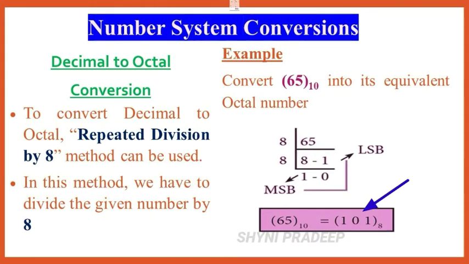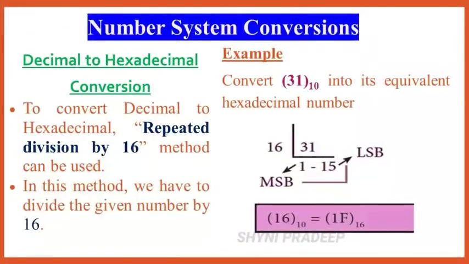And next, decimal to hexadecimal conversion. If you want to convert a decimal value into a hexadecimal number, you have to divide that decimal value by 16, because the base value of the hexadecimal number is 16. So you have to divide that decimal number by 16. The remainder value is the answer.